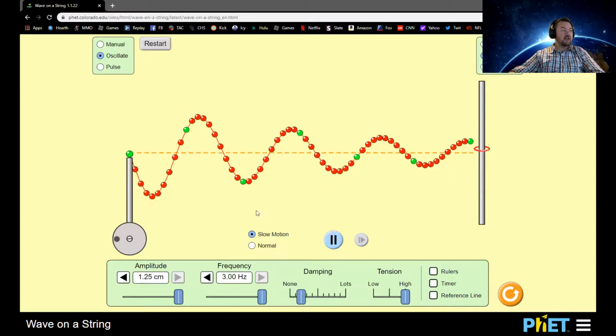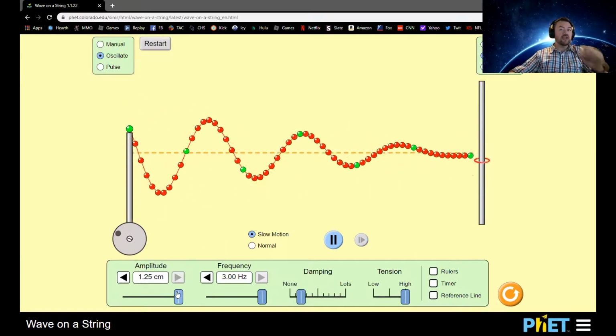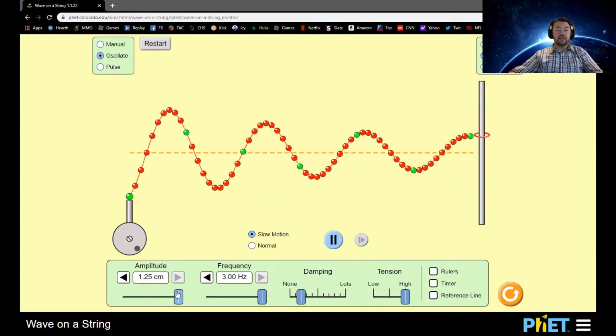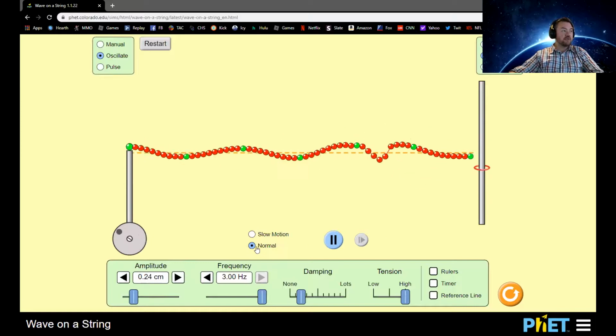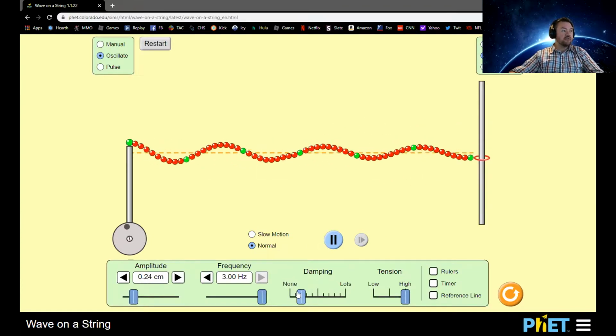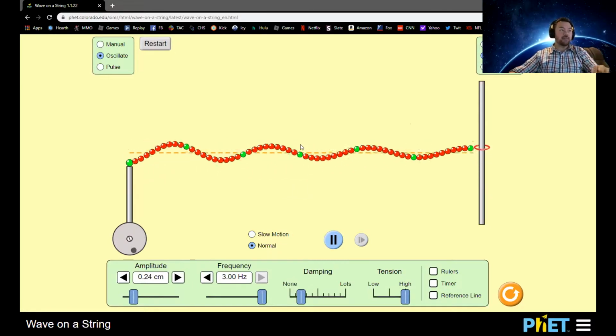And if I continue the animation, but if I reduce the amplitude, you will see an immediate effect on the characteristics of the wave. Can't do a 0. Let's do a normal speed. So now all of a sudden, I have waves that look smaller. That is a decreased amplitude.